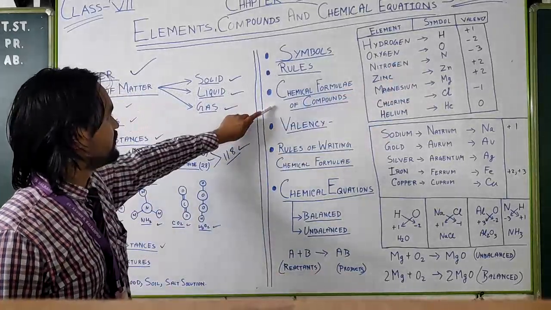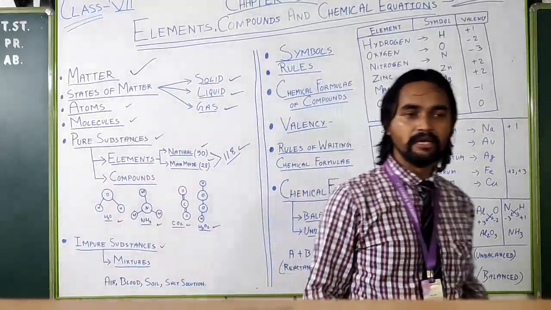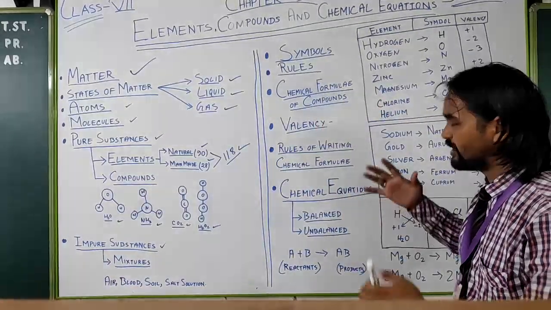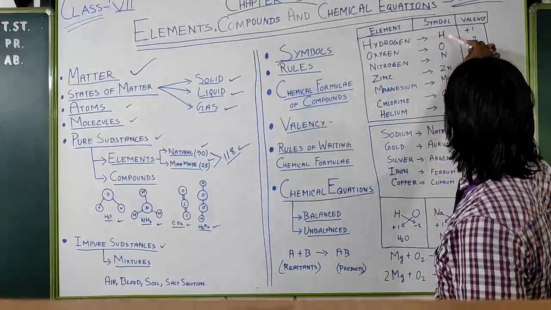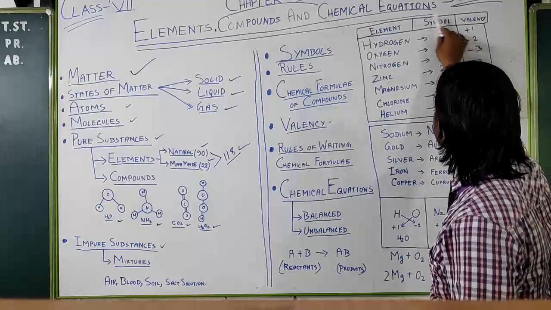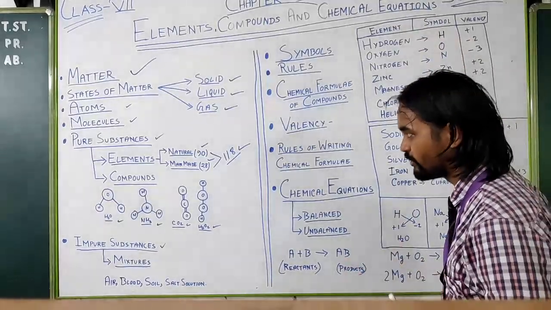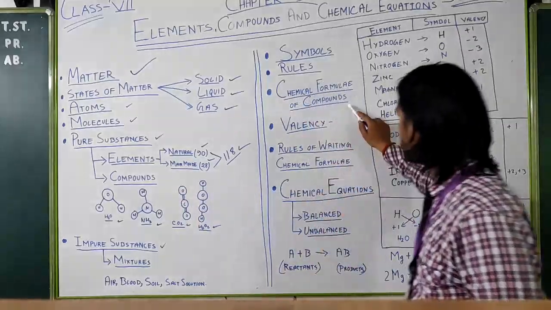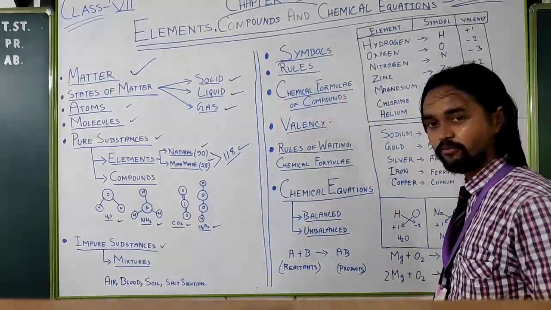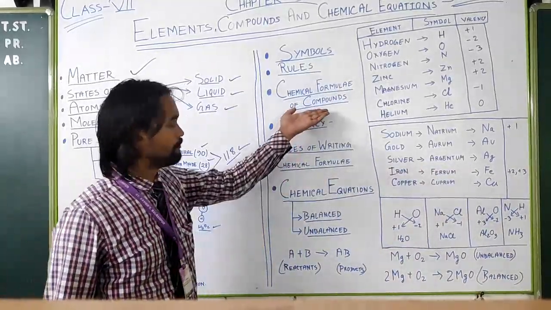Next, what are chemical formulas of the compounds? The chemical formula is used to represent the compounds. By using the symbols, we represent the elements only. Symbols represent the elements. Remember this. Symbols represent the elements only, not the compounds. For compounds, we have to use the chemical formula. What is a chemical formula? A chemical formula represents the compounds.